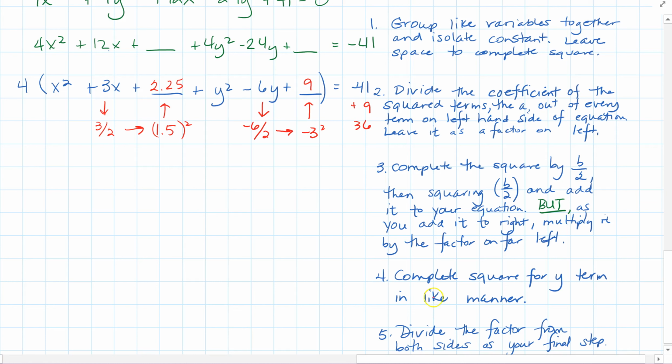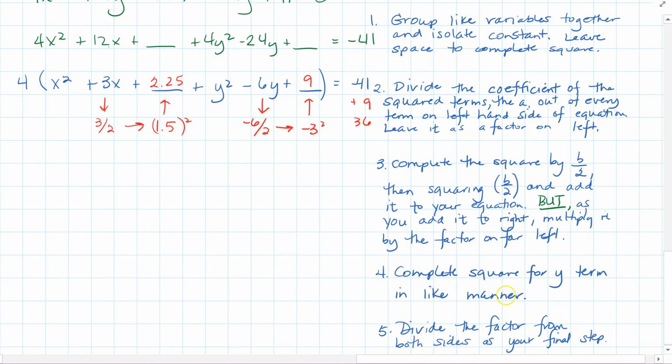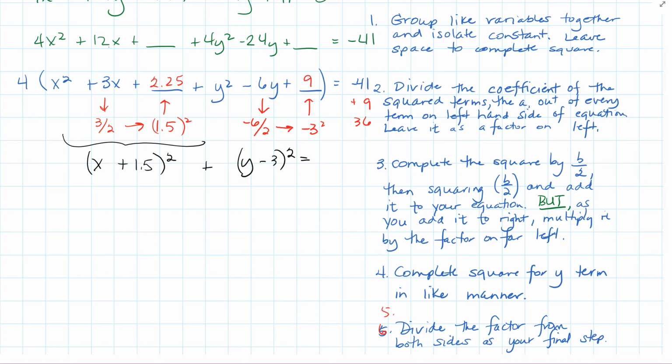And now I've done these steps 3 and 4. Now I'm going to complete the square. Oh, I forgot to say to factor my perfect square trinomials. So add that step. So this becomes x plus 1.5 quantity squared plus y minus 3 quantity squared is equal to, and this side is going to be 40 and negative 41 is going to be 4, right?